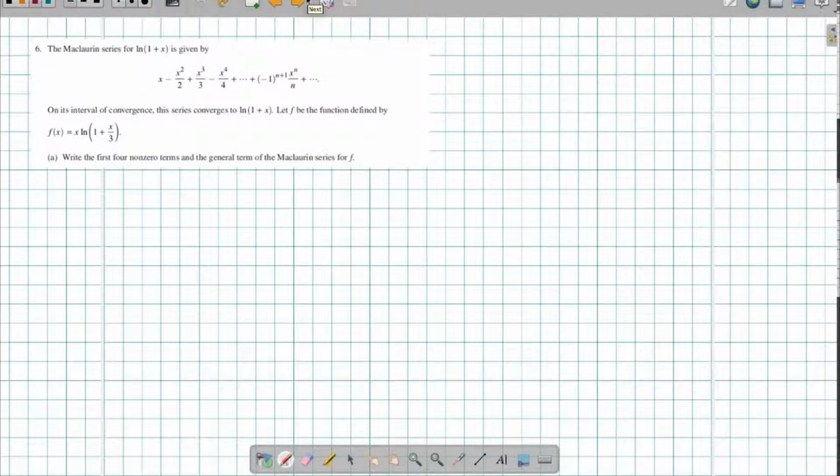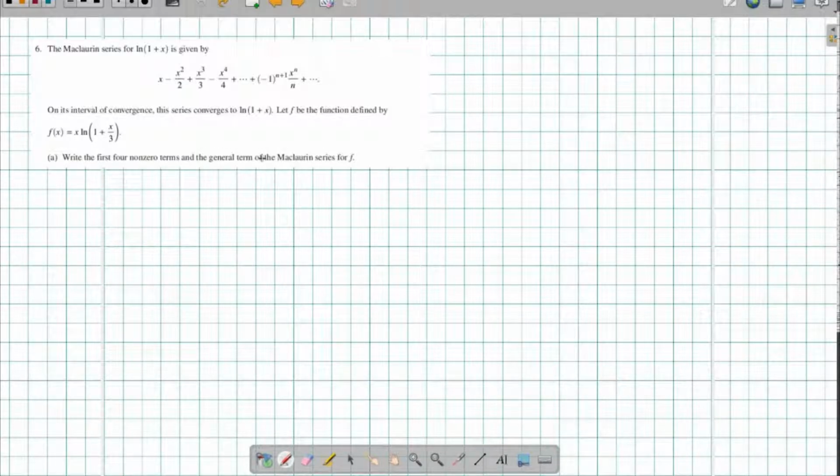Problem 6. The Maclaurin series for natural log of 1 plus x is given by this alternating series: x minus x squared over 2 plus x cubed over 3 minus x to the fourth over 4 plus etc. And on its interval of convergence, this converges to ln of 1 plus x. Let f be the function defined by x times ln of (x over 3 plus 1). And they want us to write the first four non-zero terms and the general term.